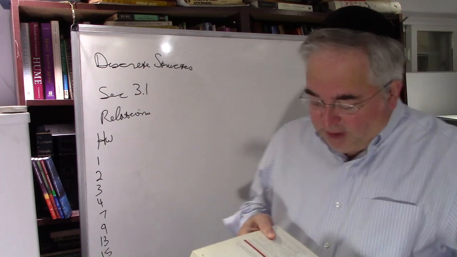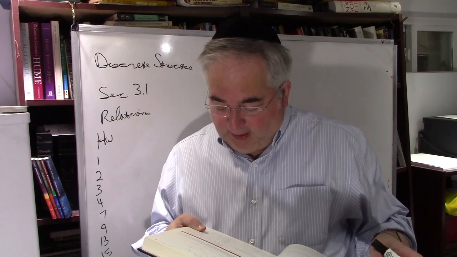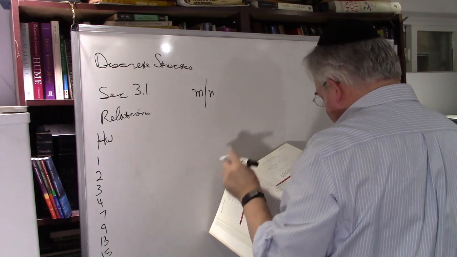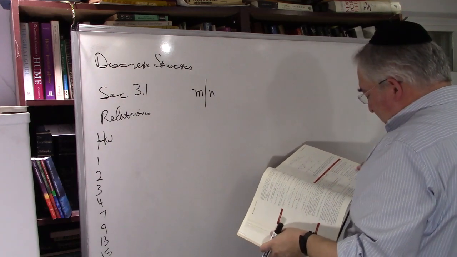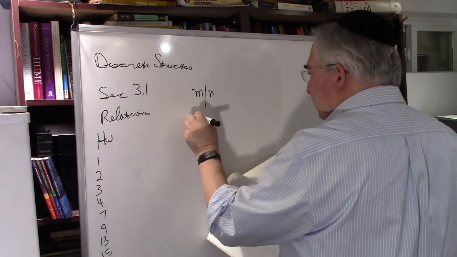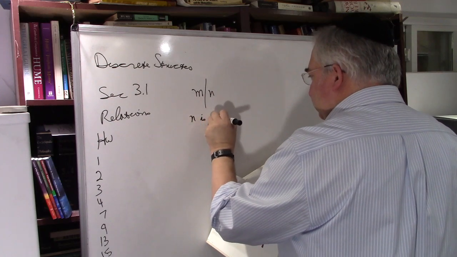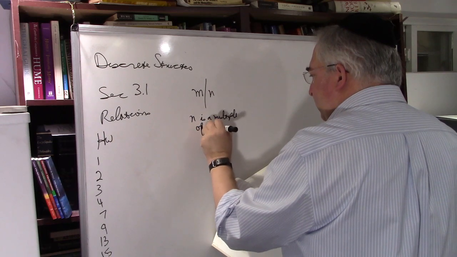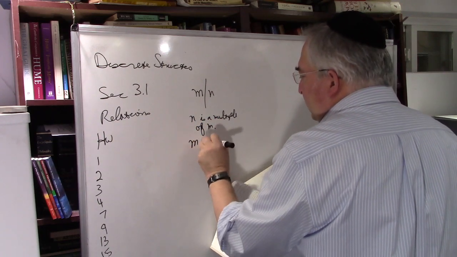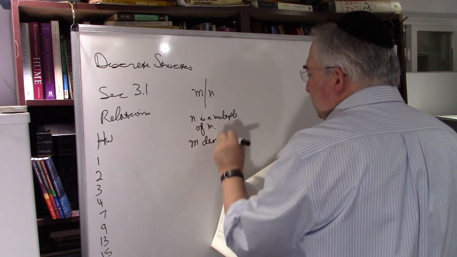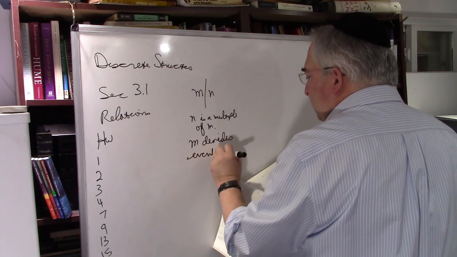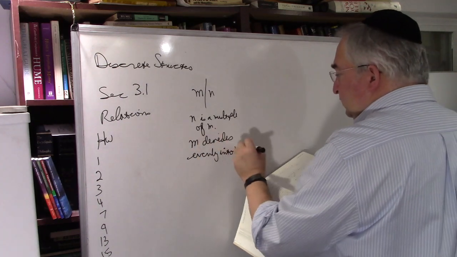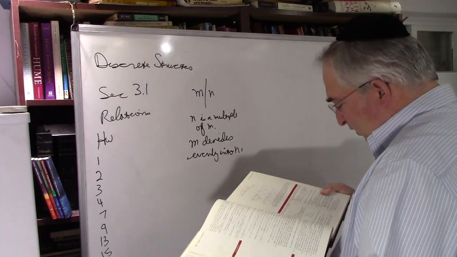Define the divides relation. Okay, m, n, let's just go through this. m divides n means n is a multiple of m. Another way of saying it is m divides evenly into n. Good. It's just another way of saying it.